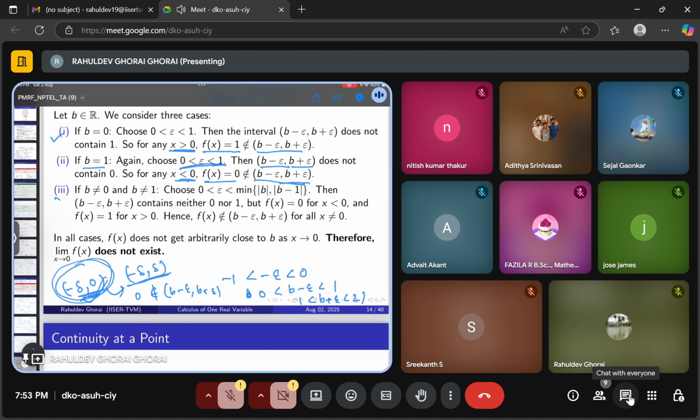The third case is similar to this, so you can just read it. Once you understand the first part, you will understand all the other things. So is it okay? Shall I move to the next question, or do you need more understanding on this?